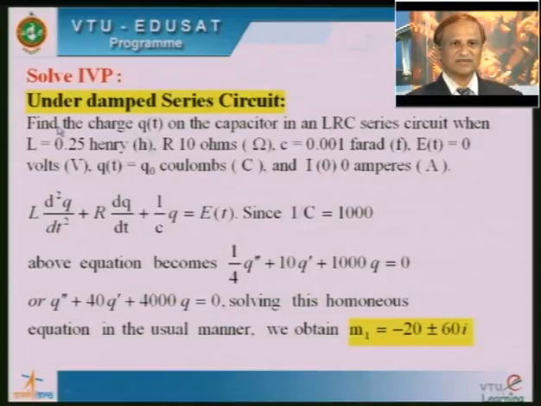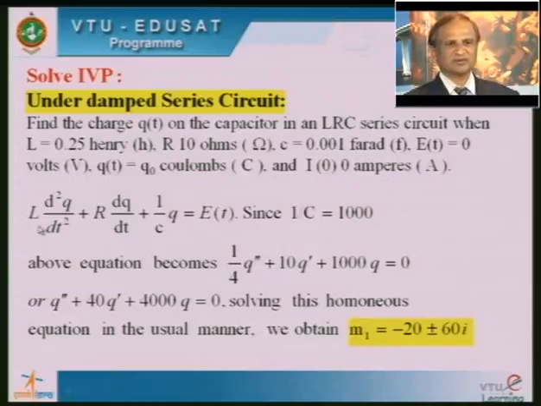They have given: find the charge q of t on the capacitor in an LRC series circuit when L is equal to 0.25 Henry, R is equal to 10 ohms, C is equal to 0.001 Farad. Is it clear? They have given E of t is equal to 0 volts, and Q of t is equal to Q naught coulombs, and I of 0 is equal to 0 amperes. Is it clear? So now we can write it in the form of an equation.